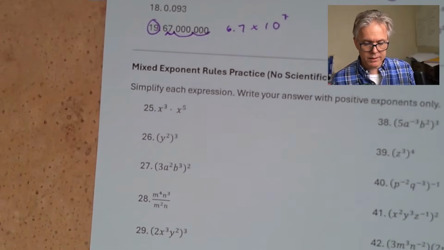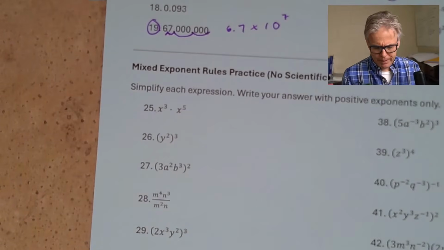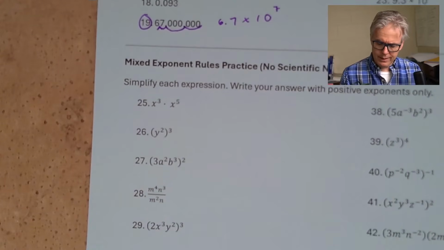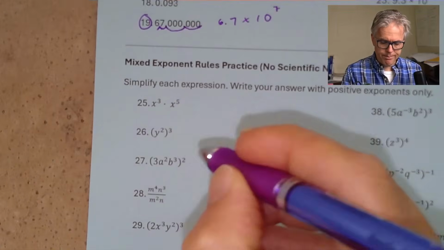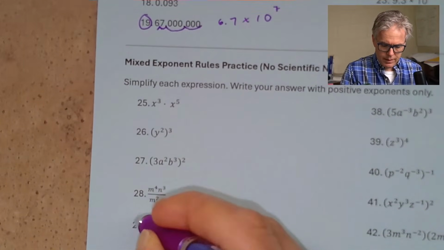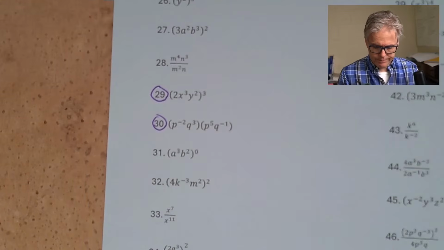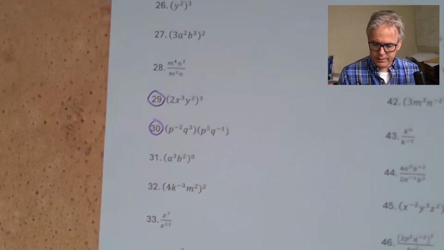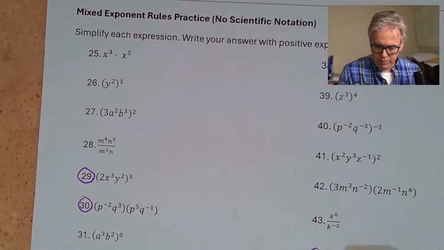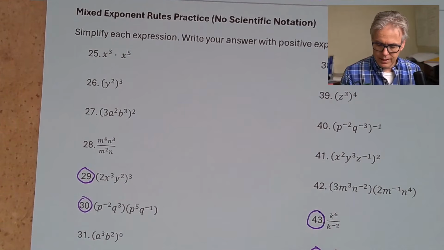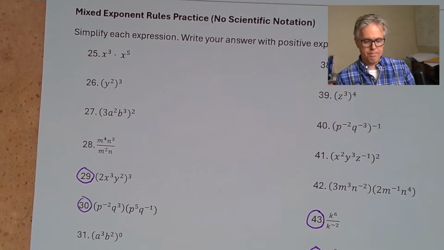So here's sort of mixed exponent rules. Maybe I'll do a few that maybe didn't get captured in the earlier ones. How about number 29, 30, 36. Oh, 44 looks pretty hard. 43 is sort of a sleeping giant there. And then 46. We'll do these right here real quick.